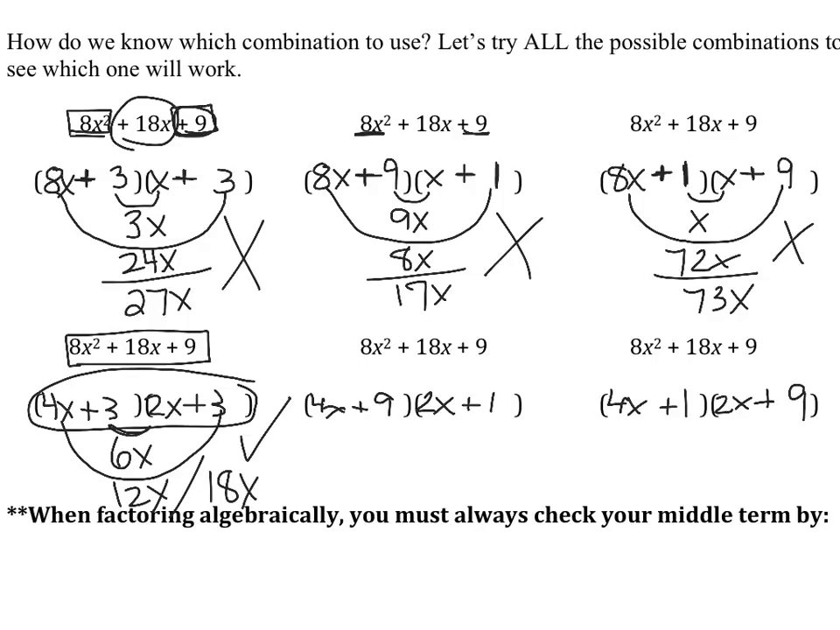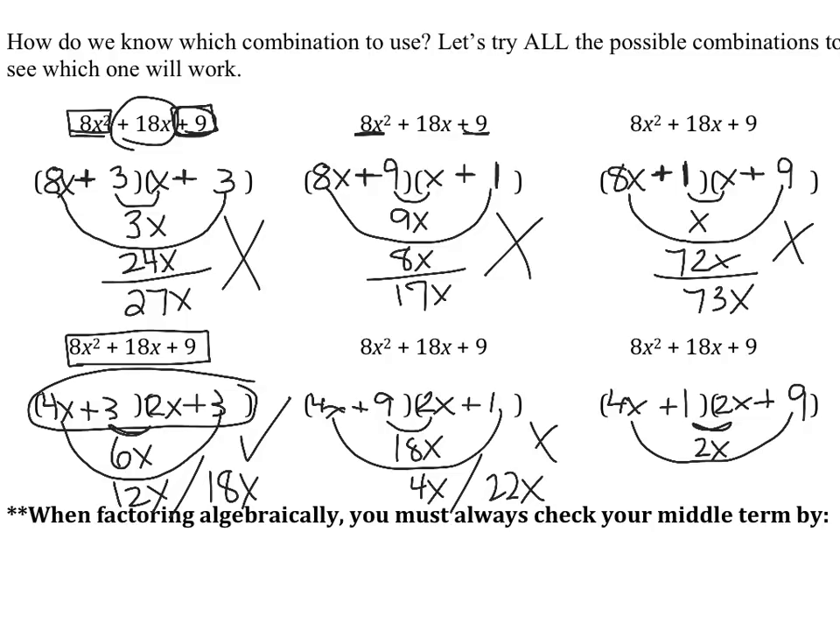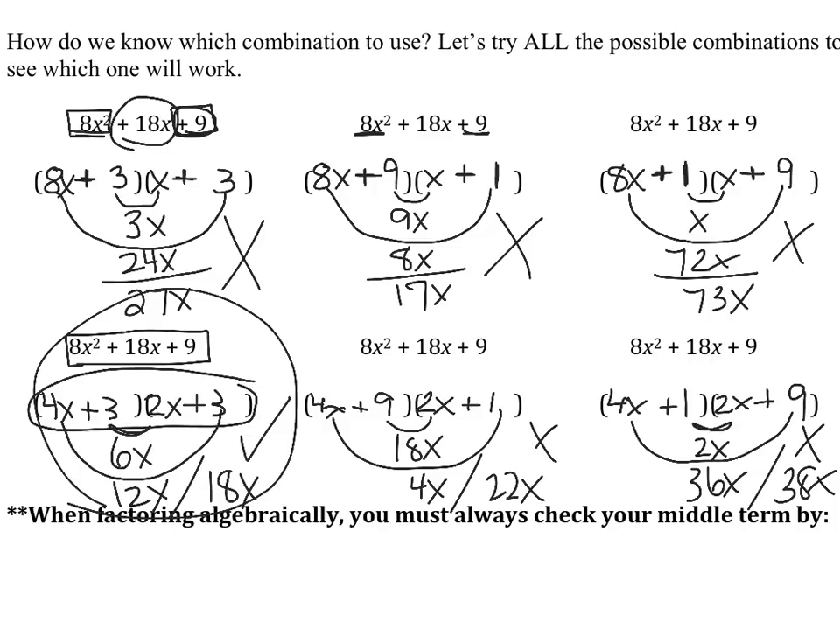And just to be sure, I'm just going to check the other ones just to make sure. So this has got 18x and 4x. When I combine those together, that gives me 22x. So again, doesn't work. This one gives me 2x. I'm multiplying my outers and inners. And then 36x, right? And that doesn't give me 18. That gives me 38x, right? So the only possibility that worked is this one right here, okay?